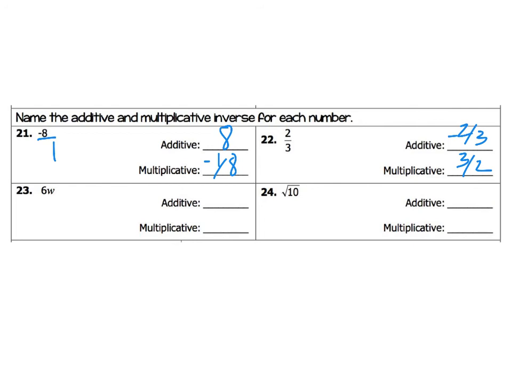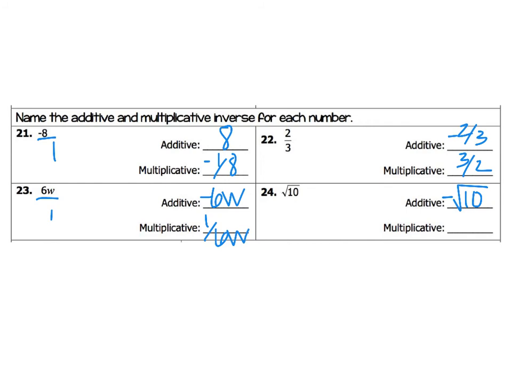Number 23, we've got 6w. Additive inverse, change the sign, so it becomes negative 6w. Multiplicative inverse, it's over 1, flip it, so 1 over 6w. Last but not least, number 24, square root of 10. Additive inverse, change the sign, so it becomes negative square root of 10.